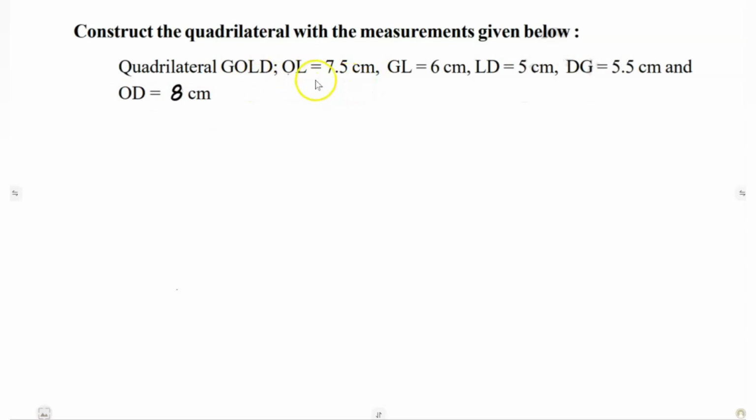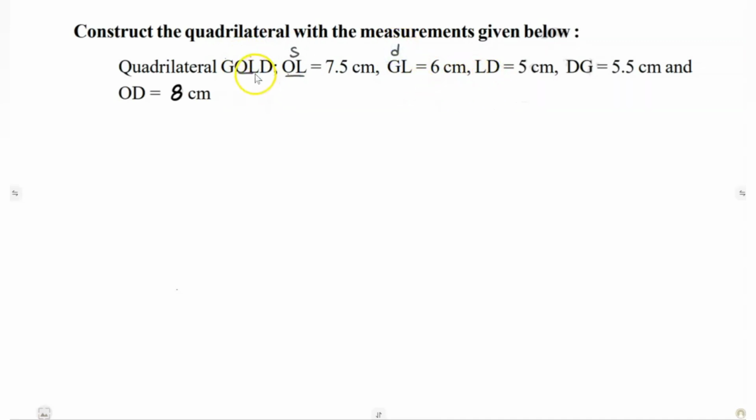As I said earlier, if the letters are side by side, adjacent letters, they are called sides, and if the letters are skipped by a letter in the middle, they are diagonals. Okay, OL here is 7.5. OL is letters side by side, so OL is a side. And next GL. G and L are letters which are alternate, skipped by one letter in the middle. So this is a diagonal.